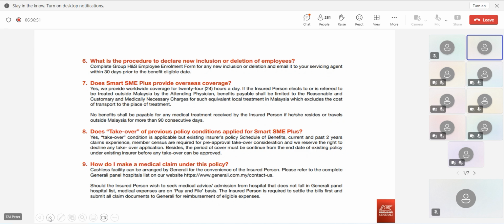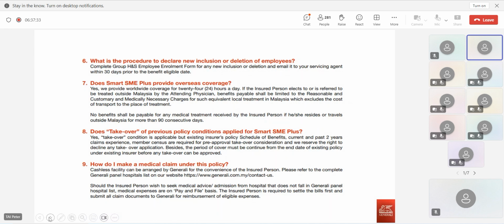Yes, that one is a better policy because they do not follow the MMA guideline. Overseas, they are not restricted to the Malaysian Medical Association guideline. So basically, if they want to go overseas for surgery, advise them to buy the international executive. No benefits shall be payable for any medical treatment received by the insured as a result of travel outside Malaysia for more than 90 consecutive days. Meaning there is a maximum of 90 days you can travel abroad. Anything above 90 days is no longer covered. It's only for short trips abroad.